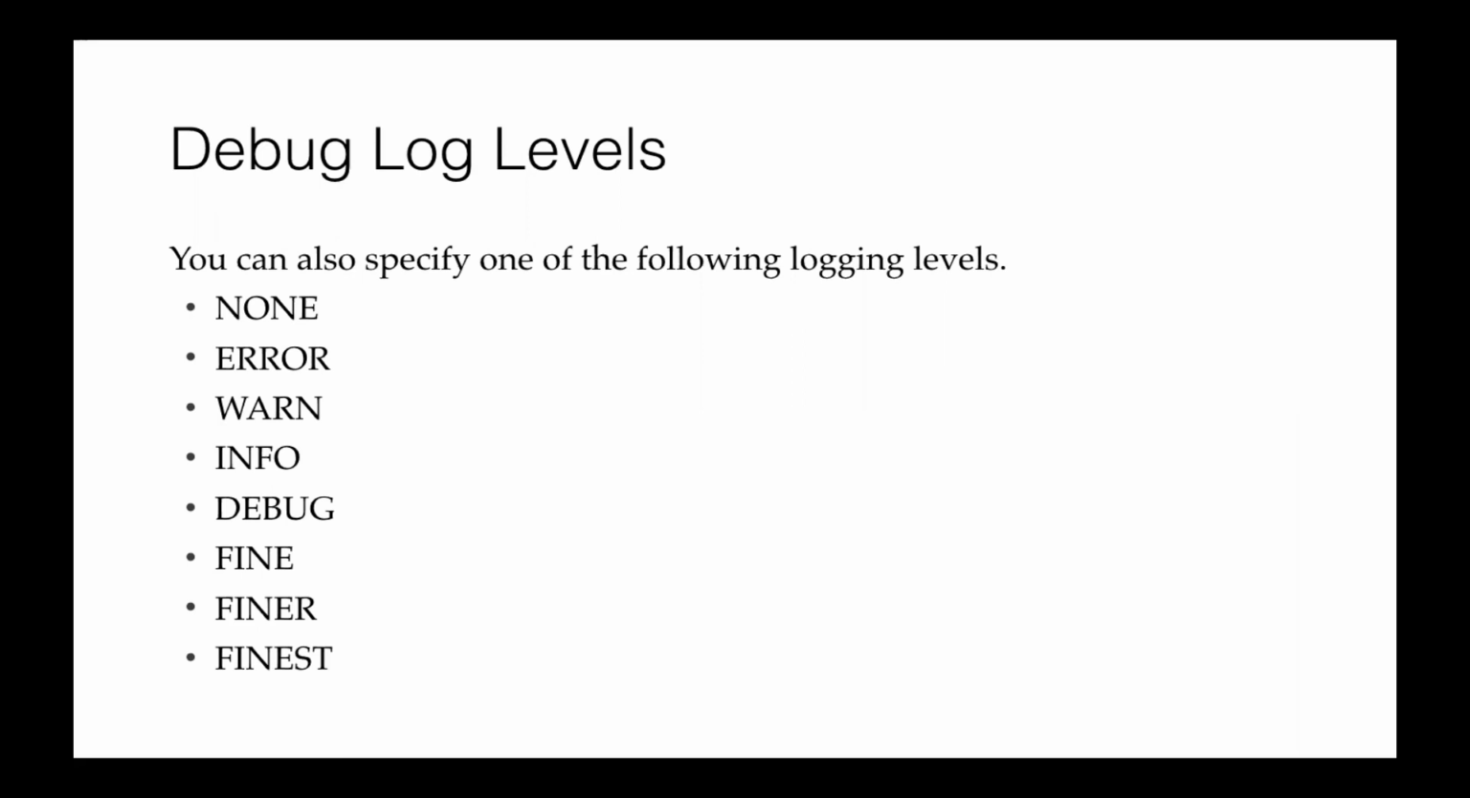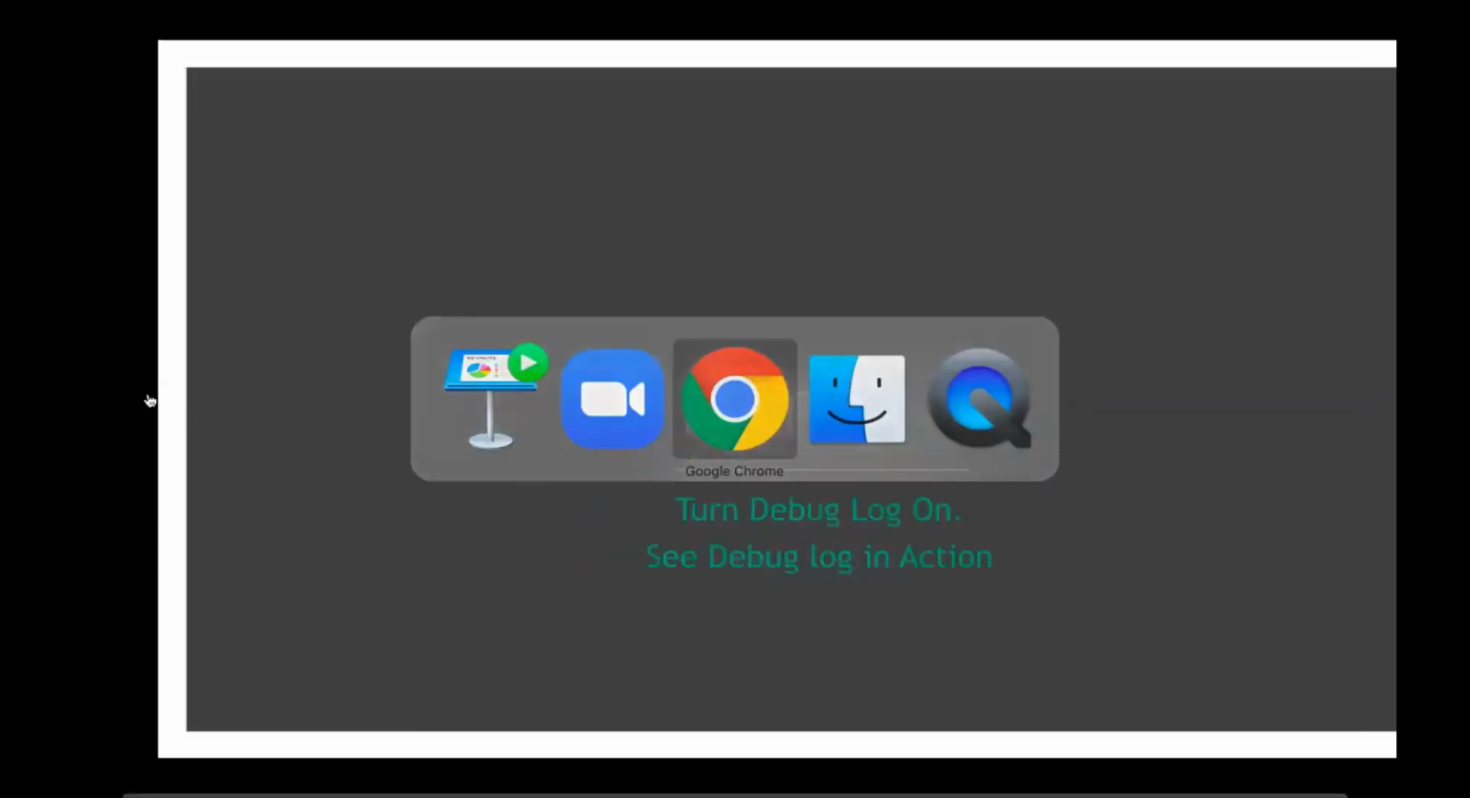And these debug log levels are also cumulative. So if we set Finest as the debug level for, let's say, an Apex class, we will get the results for all of these, like error, warning, info, debug. Whatever the highest level we set up, we will get the information for all the lower log levels that come before that. So we will see it in action. Let's quickly see the demo.